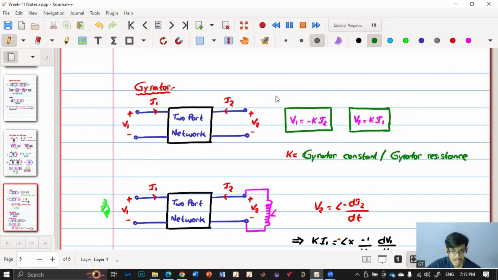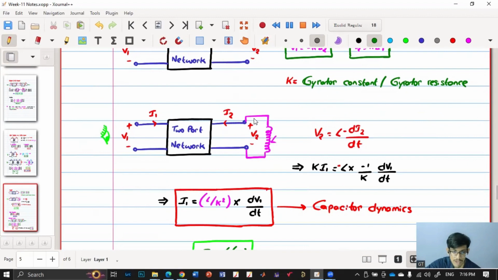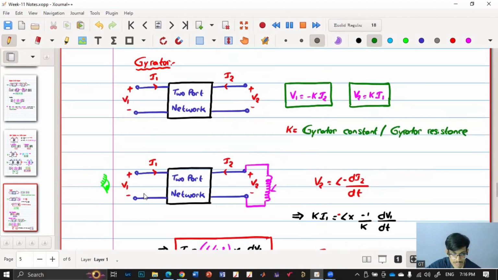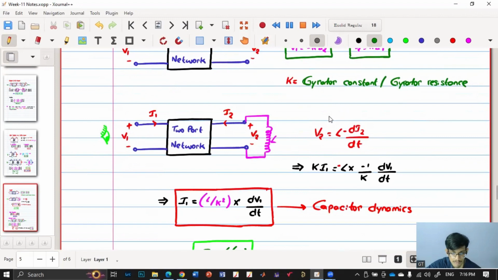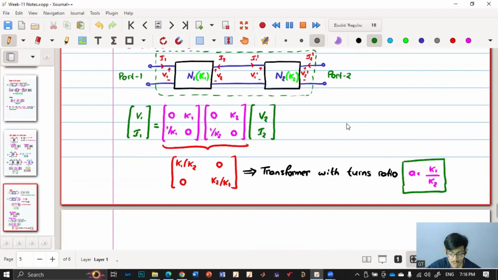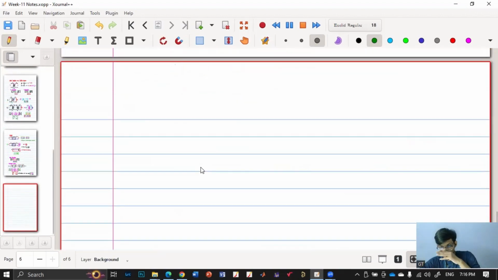Then we discussed something called a gyrator. A gyrator is a two-port network which satisfies this condition, where K is the gyrator constant or gyrator resistance. We have also discussed that if there is an inductor connected at the output, the input impedance will look like a capacitance and vice versa. Then we discussed a cascaded gyrator. If two gyrators are connected in cascade, it works like a transformer with the turns ratio K1 to K2. So now we'll move on to the problem solving session, and we'll solve a few problems quickly.